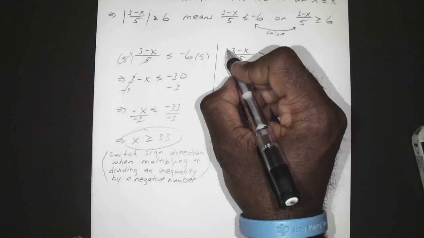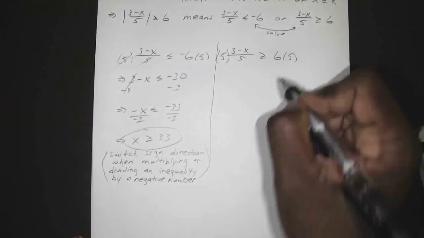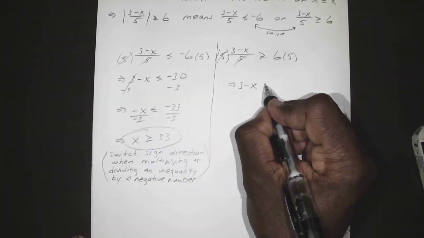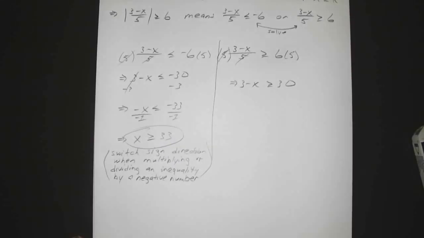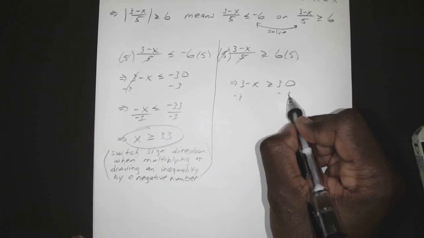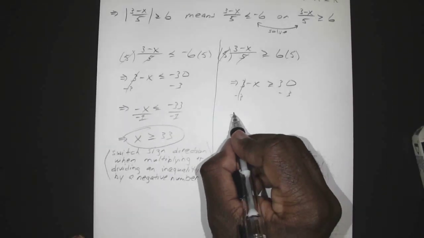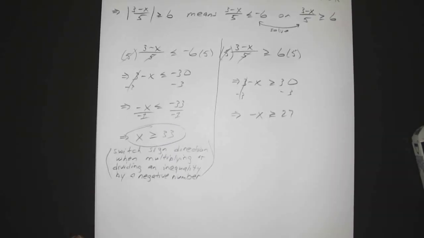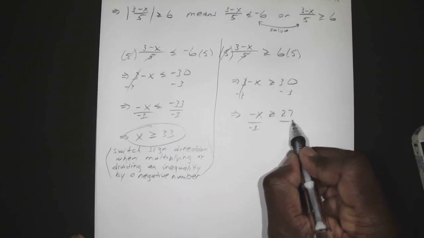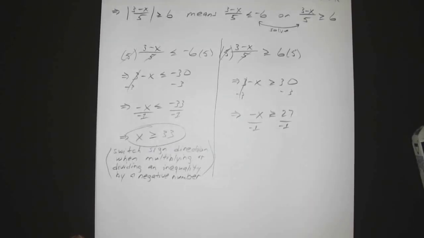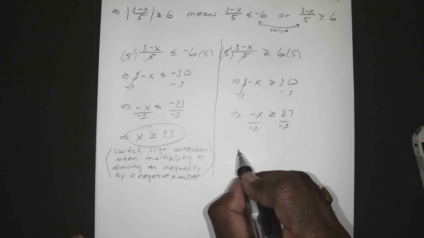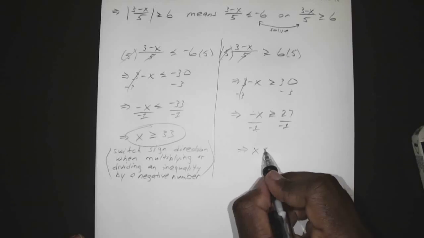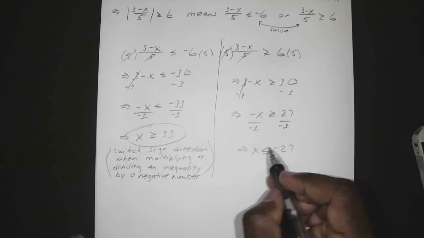Now if we solve this one, again, we multiply both sides by 5, where those two cancel out. So you have 3 minus x is greater than or equal to 30. Subtract 3 from both sides. You have negative x is greater than or equal to 27. So if we divide both sides by negative 1, negative divided by negative is positive. So we have x. Remember, we divided by negative, so we switch signs. This is less than or equal to negative 27.